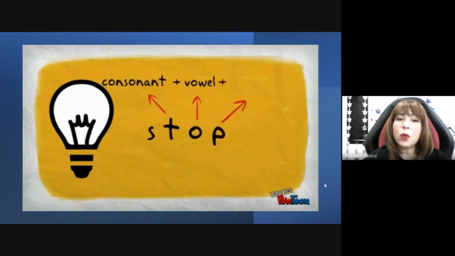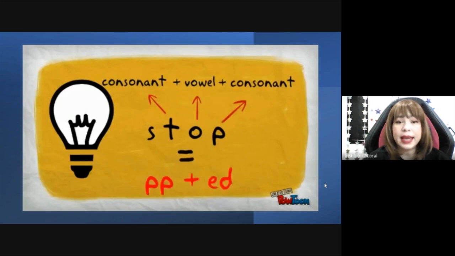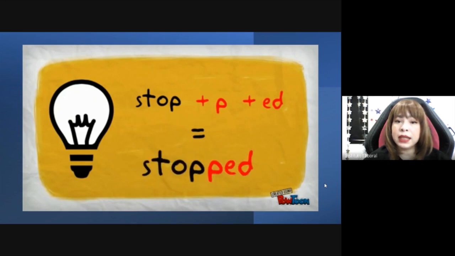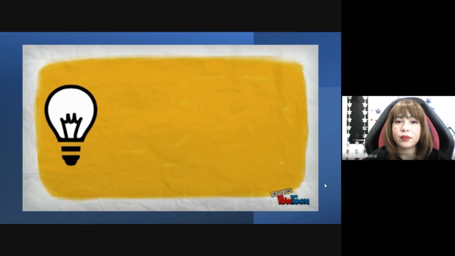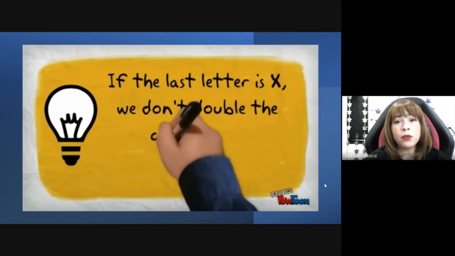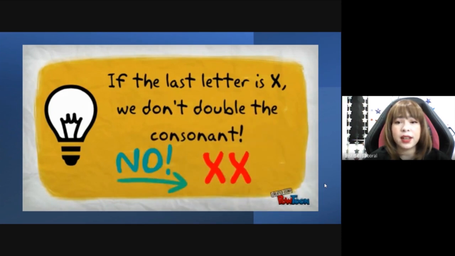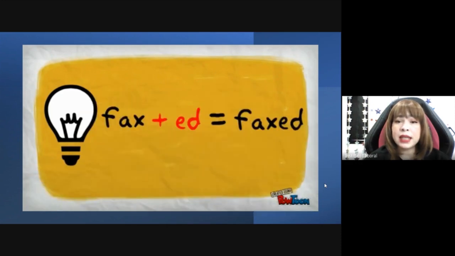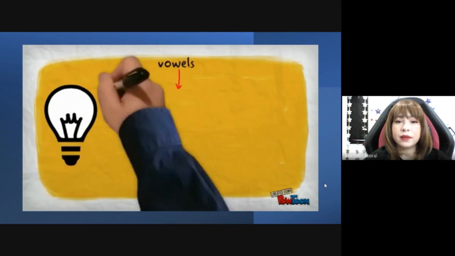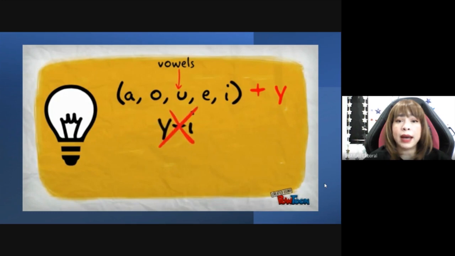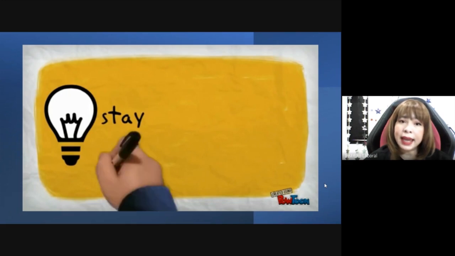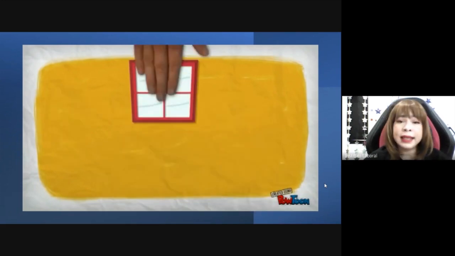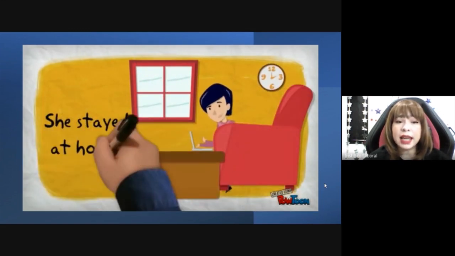Stop. In here we have a combination of a consonant plus vowel plus consonant. In this case, we have to double the consonant and add ed. Stop plus p plus ed equal stopped. The car stopped. If the last letter is X, we don't double the consonant. That's not necessary. Example, fax plus ed, faxed. When the vowels A, O, U, A, and Y, you just simply add ed. Like in the case of verbs that end in Y, but before they have a vowel, we just add the ed at the end. She stayed at home.